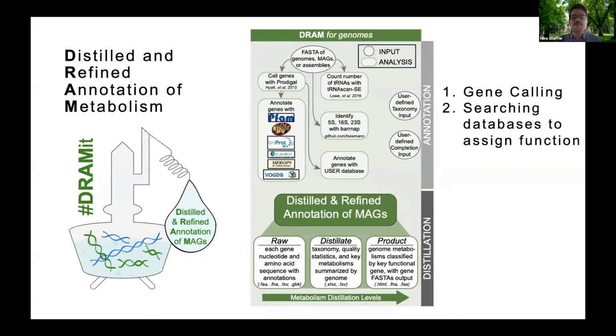DRAM can be broken up into 2 steps, which are each further broken up into 2 steps. The first part of DRAM is called annotation. This is a similar pipeline to what most other annotators use, such as Prokka or MetaErg. It first starts by gene calling, which is taking that genome sequence, so that collection of scaffolds, and then for each of those, finding the genes that are present on each scaffold. Then it takes those gene sequences and searches them against a variety of databases to assign function.